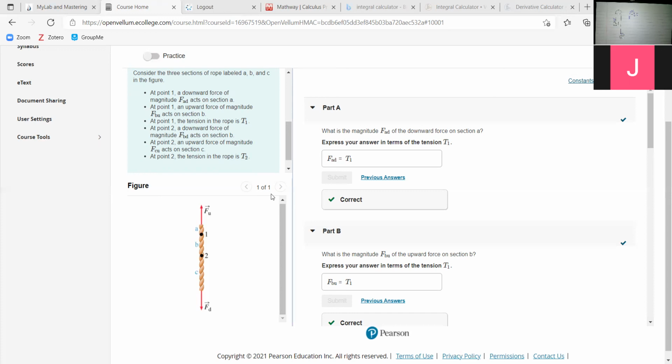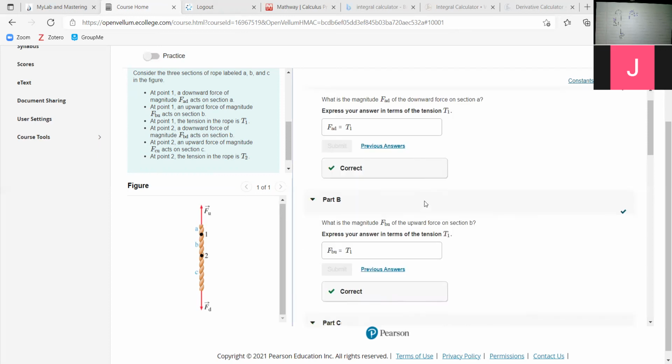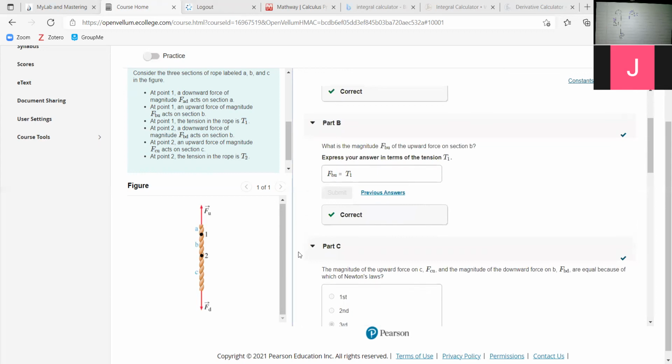So that's the force acting downward on section A, basically. And that is the tension T1, because they said at that point the tension of the rope is T1. And it's got to be downward. So that makes sense for that one. What is the magnitude FBU of the upward force on section B? The upward force should also be T1 for the same reason, as we saw with my particular rope. We had this tension pulling up on the little mass that actually pulled down on the pulley. So it's literally the same in magnitude, and Newton's third law is more or less giving you that.